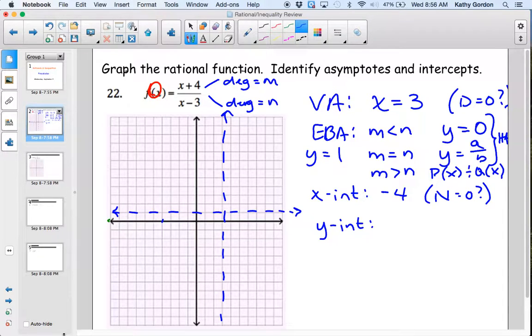So you can actually put the zeros in for x and work it out, but what ultimately ends up is constant over constant. So -4/3. That puts my y just a little bit lower than -1.